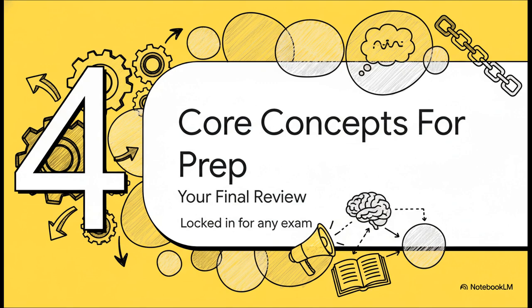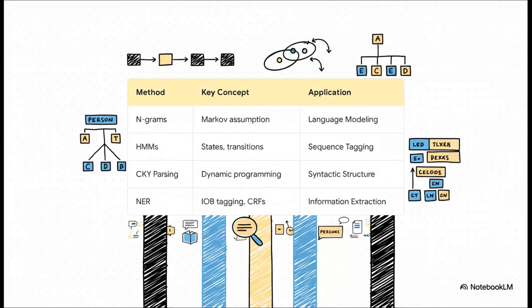Okay, let's bring it all home with a final review. This is it: the high-impact summary of the core concepts you absolutely want to have locked in for any exam or technical chat about classic NLP. Let's put it all together. To predict the next word, we've got n-grams, built on that clever Markov assumption. To uncover a word's hidden grammatical role, we use HMMs for sequence tagging. To understand the full grammatical structure of a sentence, we use parsing. And to pull out the real-world people, places, and things from text, we use NER. These 4 pillars right here, this is the foundation that all of modern NLP was built on.